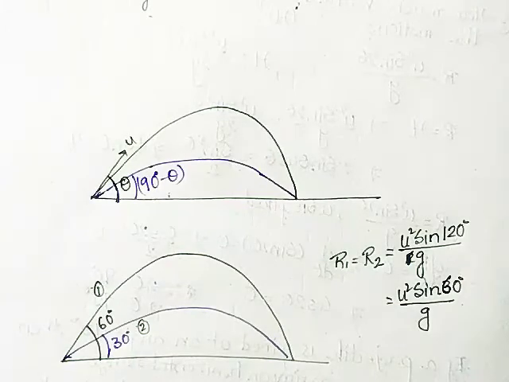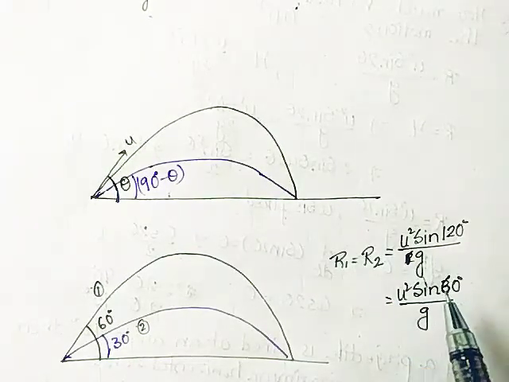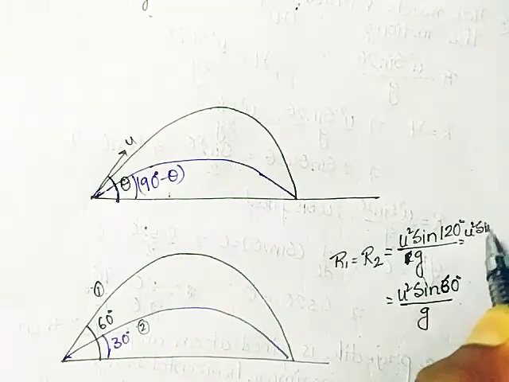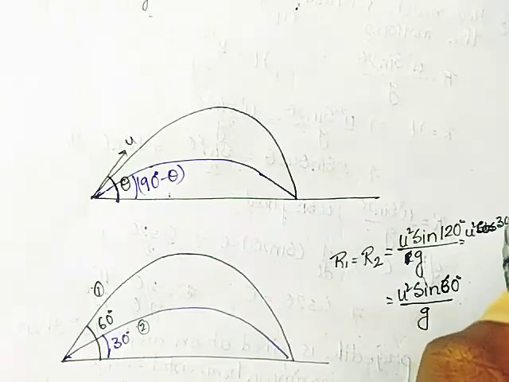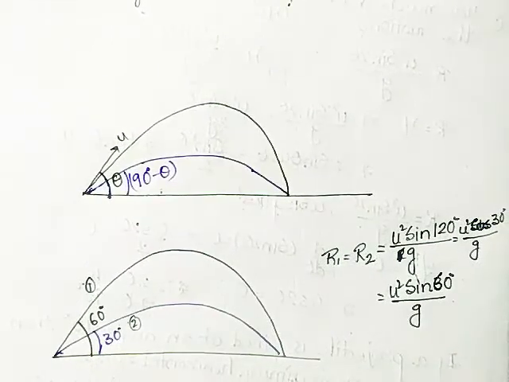Because if I write down the sine 120 degree, after this coordinate transformation, it will become cos 30 degree. The coordinate transformation is from the first quadrant to the second quadrant. So the value of cos 30 degree and the value of sine 60 degree is same. So the ranges are same.